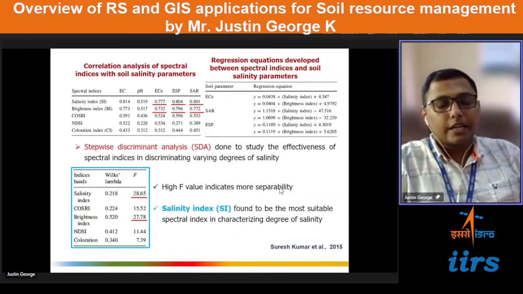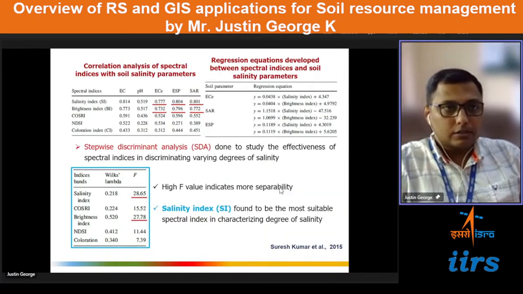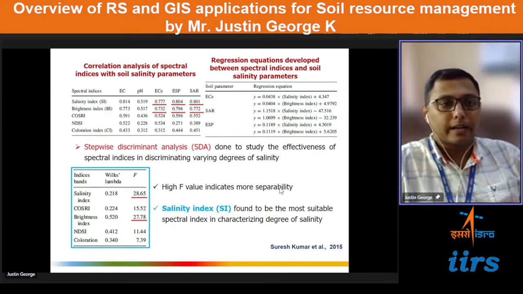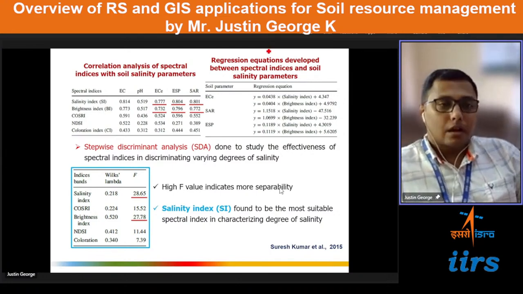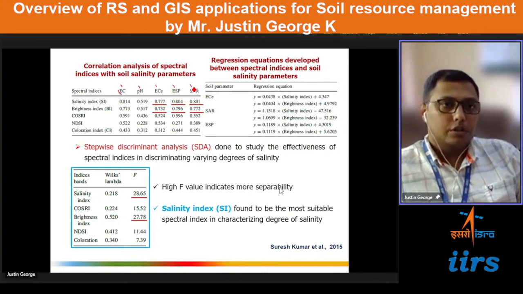So once the spectral indices were generated, once again a correlation analysis was conducted to identify which among these spectral indices is highly sensitive to variations in soil salinity parameters. And the major soil salinity parameters reported and measured in the soil samples were the electrical conductivity, the pH, the exchangeable sodium percentage, as well as the sodium absorption ratio.